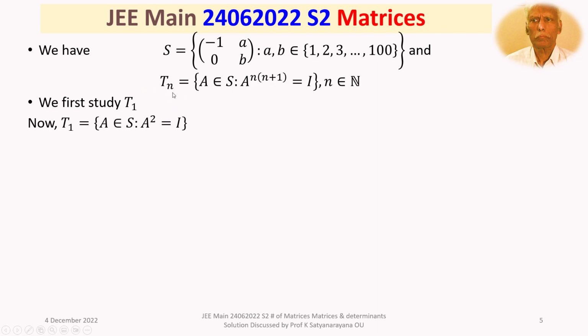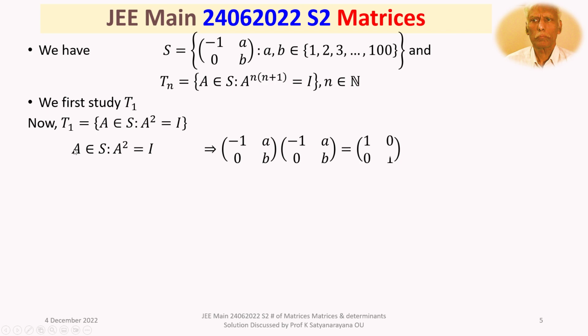We first study T1, that is, the situation when n is equal to 1. Putting n equal to 1, T1 is the set of all A belonging to S such that A to the power of 1 into 1 plus 1, that is 2, so A square is equal to the identity. A belongs to S means A is of this type, and A square, that is multiplied by itself, is equal to the identity.